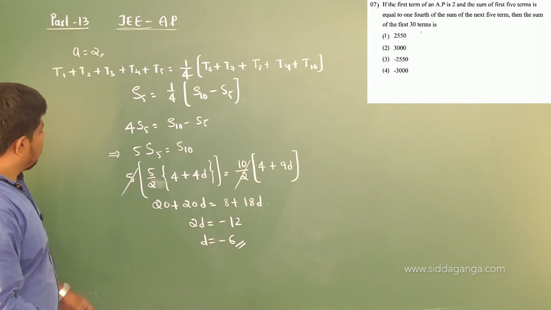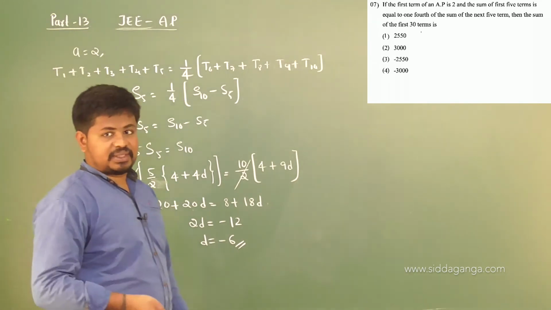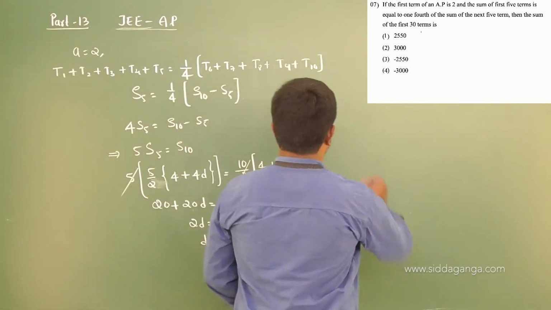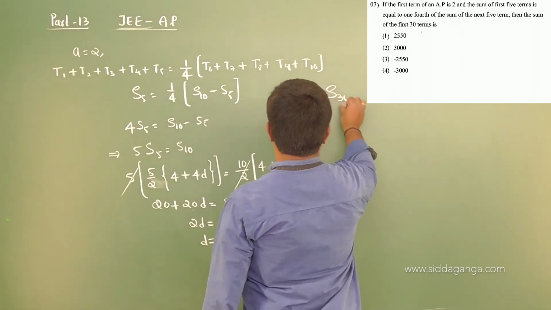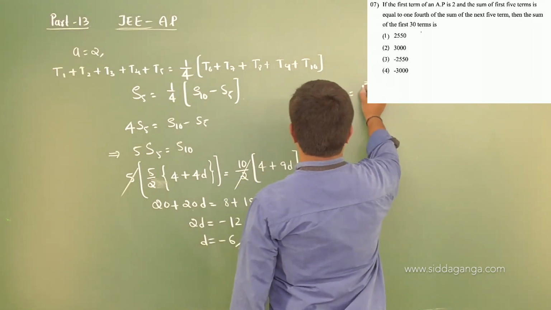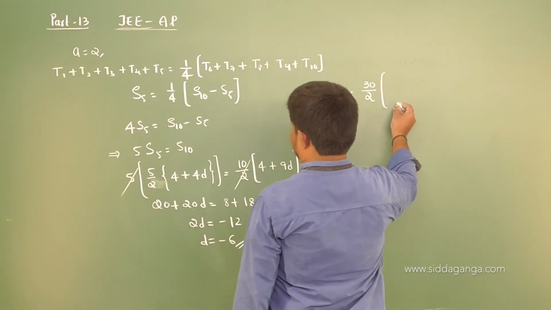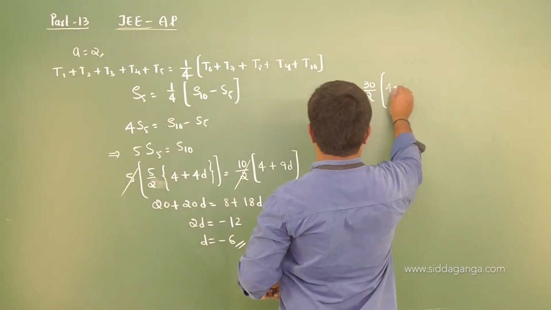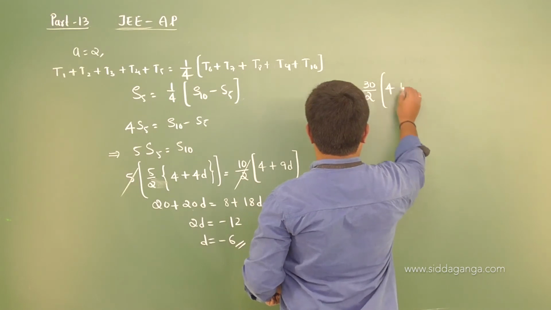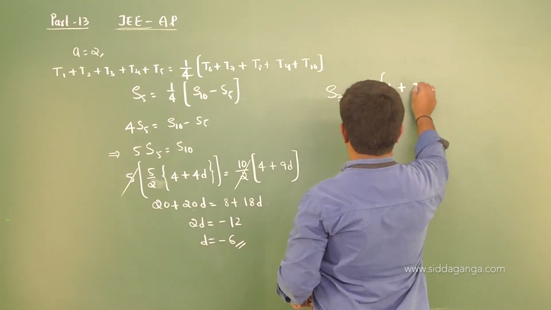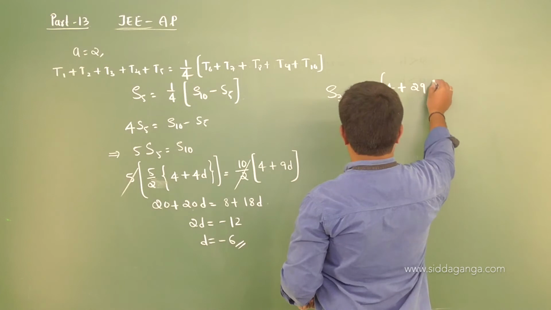Okay. So A we have, D we have. So N is also given, that is sum of first 30 terms. Now S30 is equal to N by 2, that is 30 by 2, into 2A plus N minus 1 into D. 2A is 2 2s are 4 plus N minus 1, 30 minus 1, so 29 into D, that is minus 6.